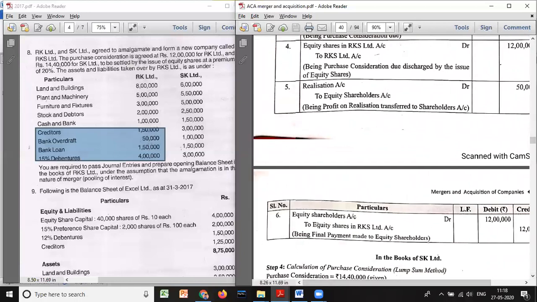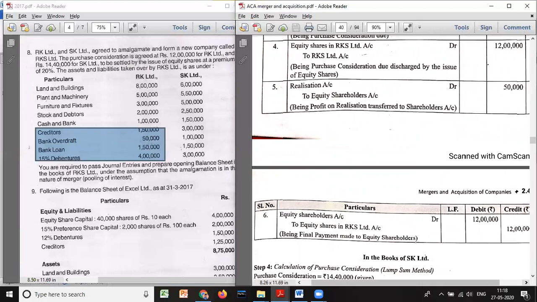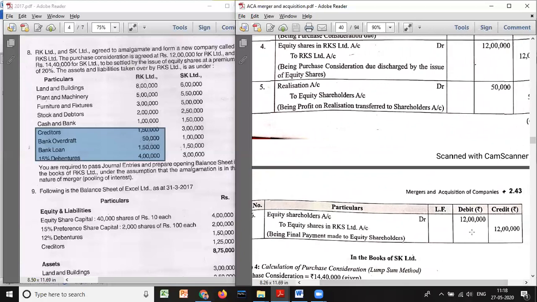Next, the same amount will be paid to the equity shareholders as the final payment. Equity shareholders account debit 12 lakh to equity shares in RKS Limited 12 lakh, being final payment made to equity shareholders. So all these journal entries you have to remember, which are very important, and closing. Next we'll go to SK.